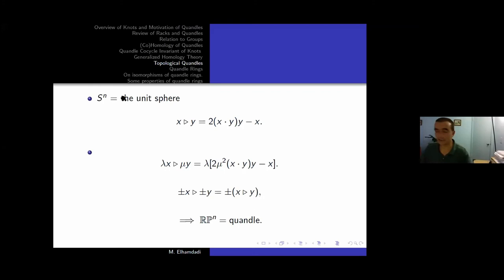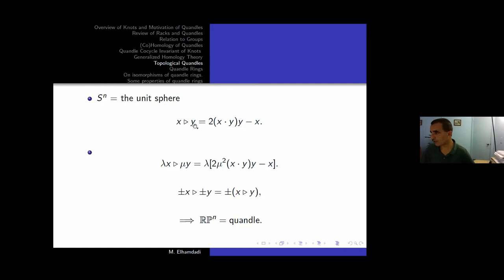and define the binary operation as x triangle y equals 2 times (x dot y) x minus y, where this is the dot product. One can check that this gives a topological quandle on the n-sphere. Obviously, one can pass this to the projective space. You just have to check.